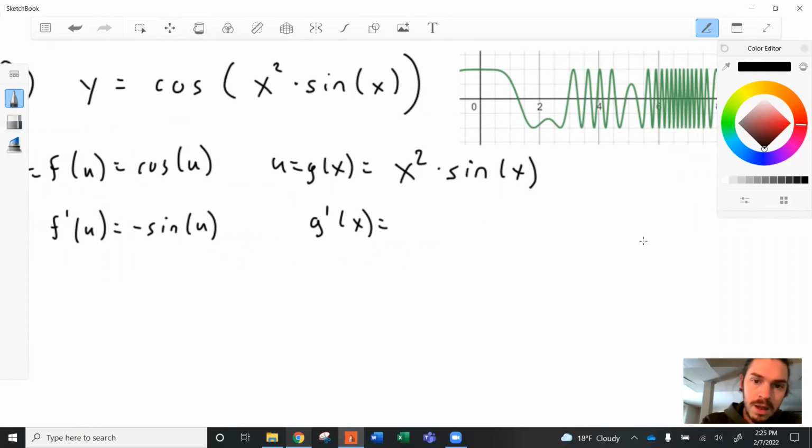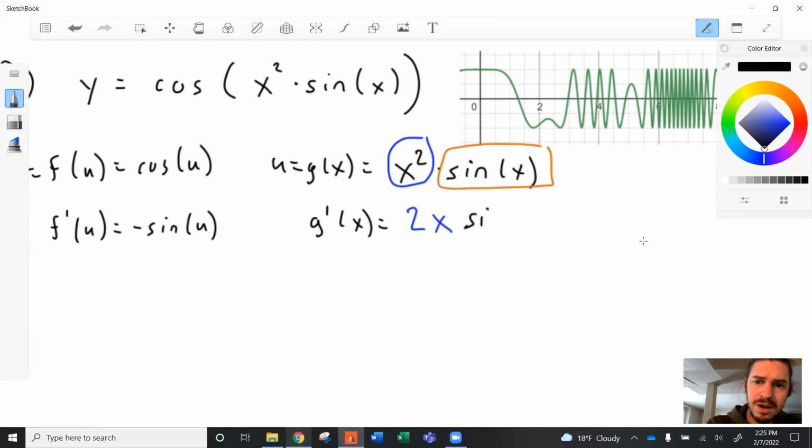So what I'm going to do is I'm going to view this as two separate pieces. We'll make them blue and orange. Blue and orange. So we're going to do derivative of blue, 2x, times the regular old sine of x function, and then plus the regular x squared function times the derivative of the orange one, which is going to be cosine of x.